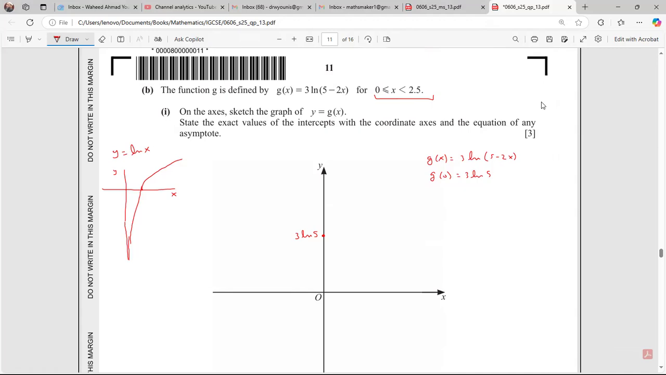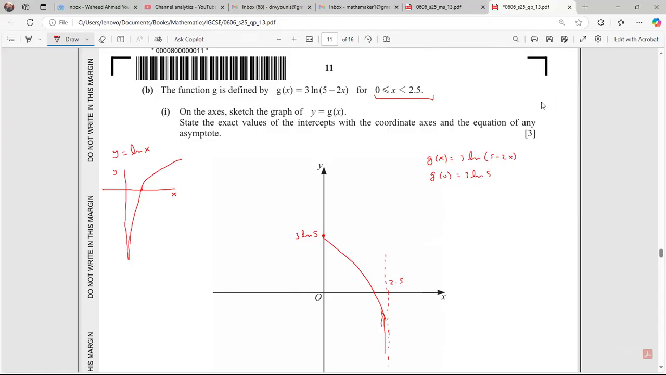So when x is 2.5, this is where I have an asymptote, and my graph will not touch it, but it will go close to this one. Okay, it's difficult to plot it, but something like this.